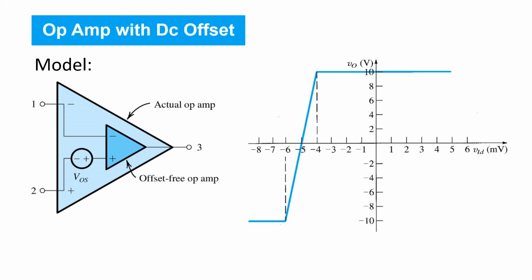In order to analyze op-amp circuits in the presence of DC offset, we need a model. Here's a suitable model that captures the effect of a finite DC offset. We see that inside of the model of the real op-amp, we've placed an offset-free op-amp. That is, an op-amp that's otherwise ideal with zero offset voltage. And then all we need to do to capture the effect of offset is place a DC voltage source, VOS, in series with one of the op-amp input terminals. The value of VOS is the input offset voltage.